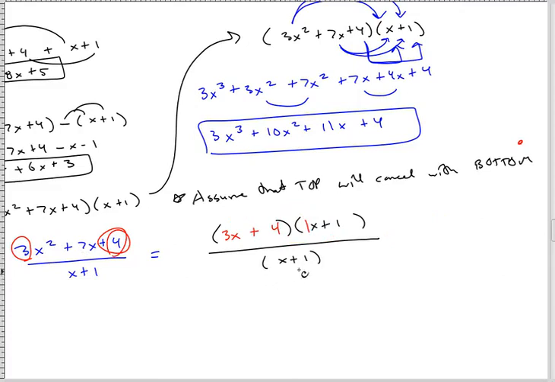And so if that's true, then these guys cancel. Those two factors cancel, and your answer is 3x plus 4. That's the simplified answer that they want. That's what the program's going to want you to type in. Okay?